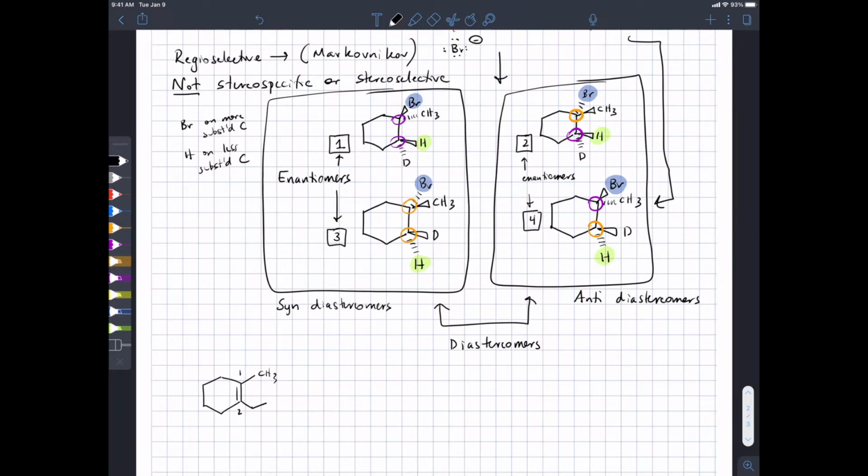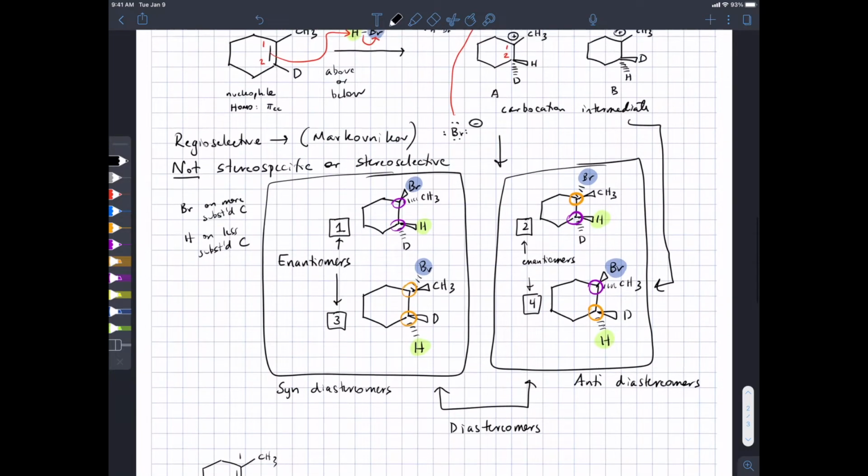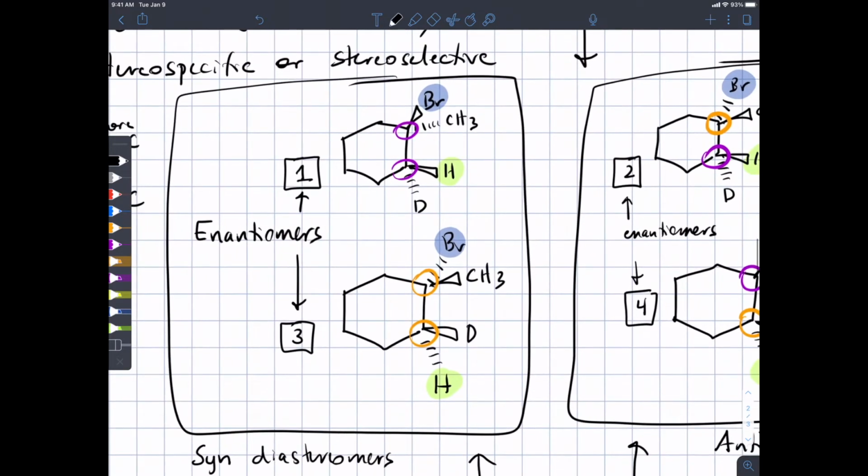Yeah. Sorry, can you explain again what those syn and anti? The syn diastereomers are called syn because the two things that we added, the Br and the H, end up on the same side of the molecule.